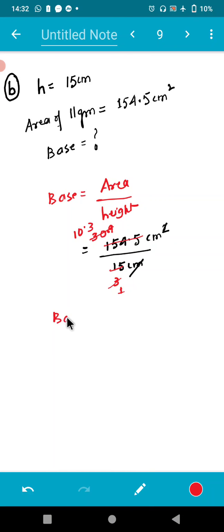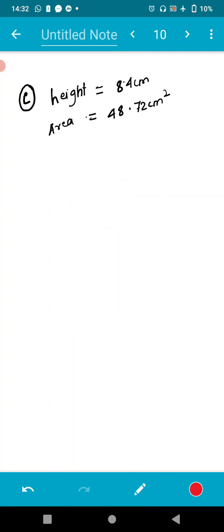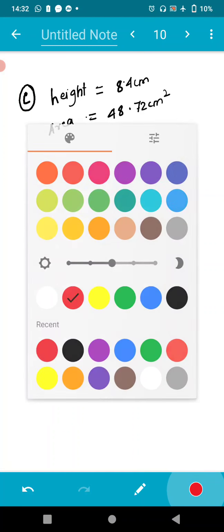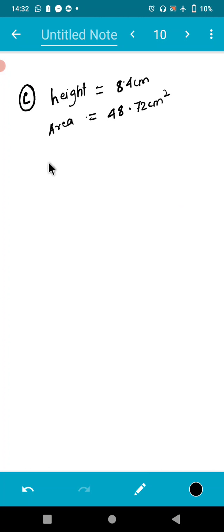Okay. Now, base would be equal to 10.3 centimeter. Simple. Now, let us move on to sum number C. In sum number C, height is given, area is given, we have to find out base. So, again we will write the formula, that is base is equal to area by height. Now, just substitute the values.